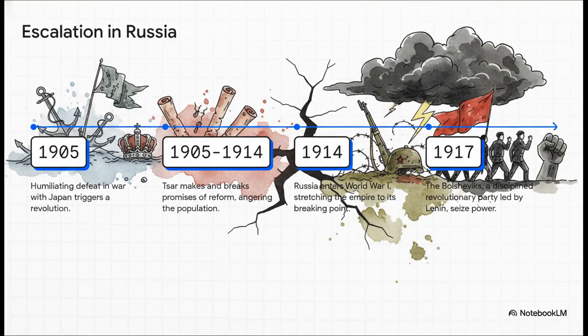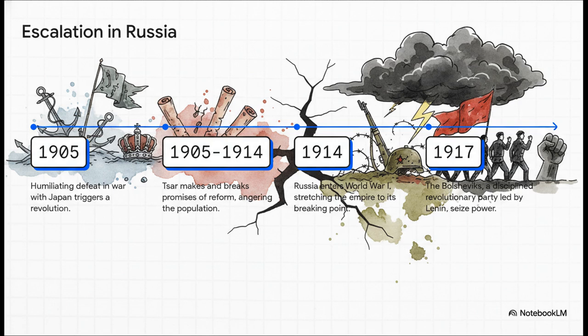And you can see how it all just spiraled downwards. It really kicks off in 1905, when they lose a war to Japan, which was a huge shock. That triggers a revolution, and the Tsar is forced to promise reforms, but of course he goes back on his word almost immediately.